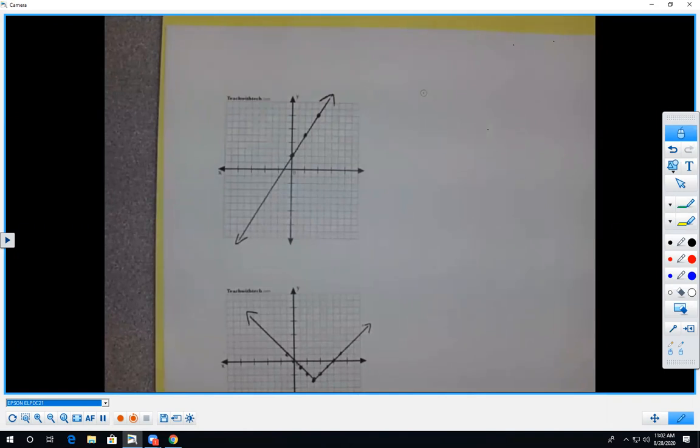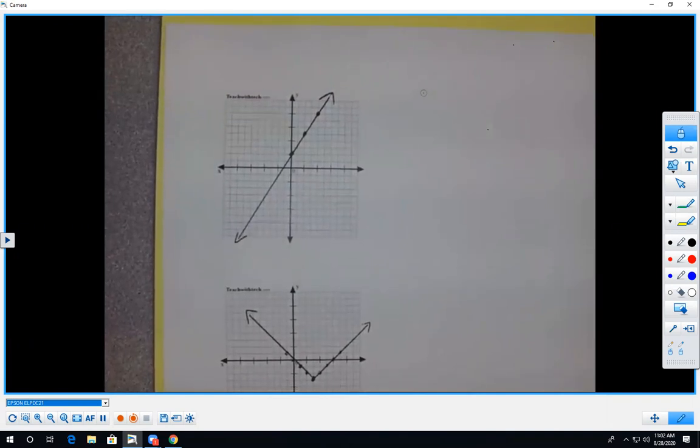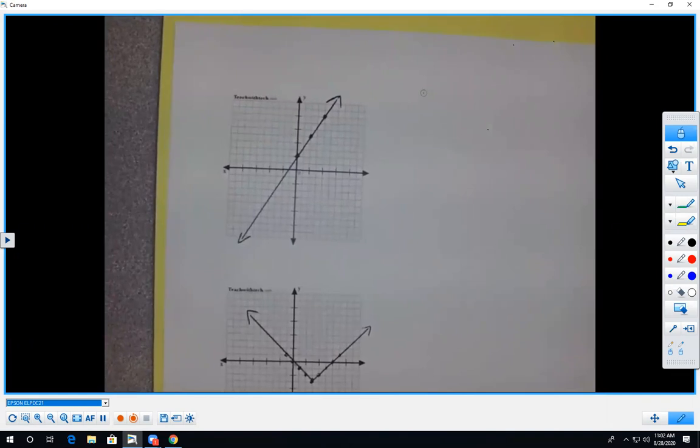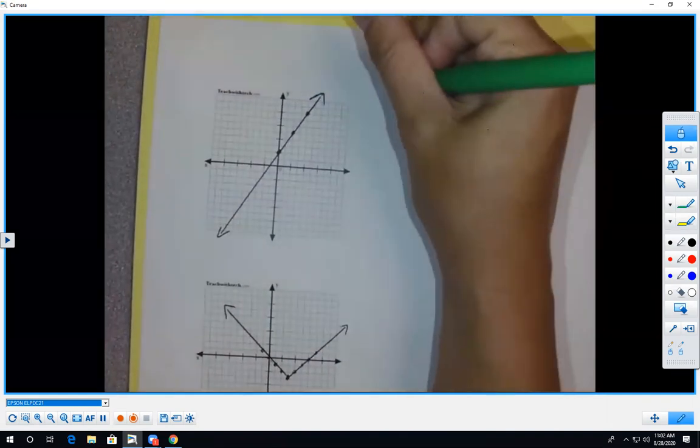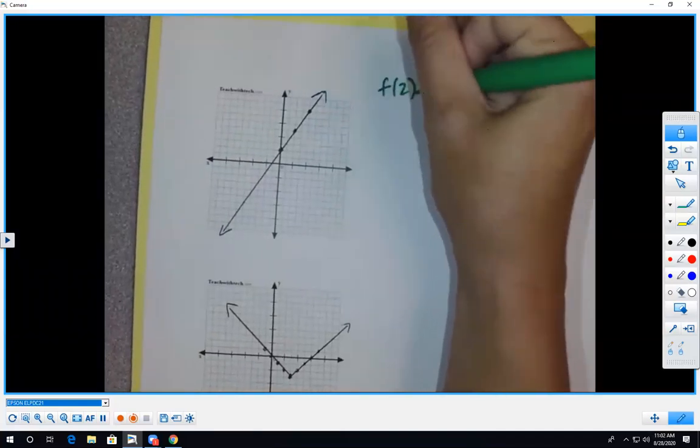Okay, so I gave you 3 graphs. I didn't tell you anything about these graphs. I just gave you the graph. I didn't tell you the equation. I didn't tell you what kind of graph it was or anything like that. So let's find a few things here. Let's start off and find f of 2.